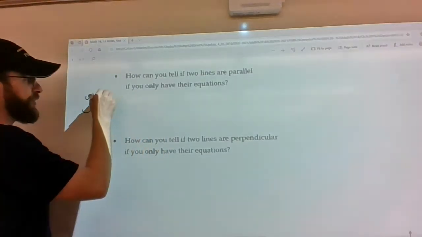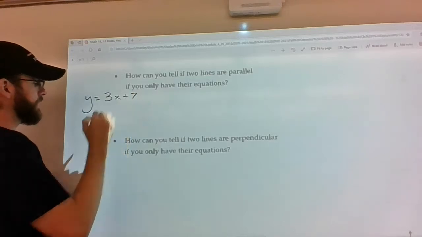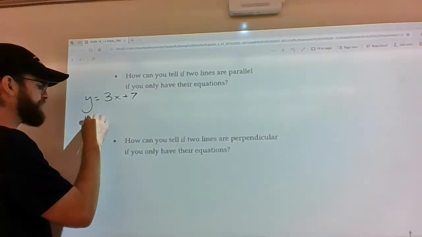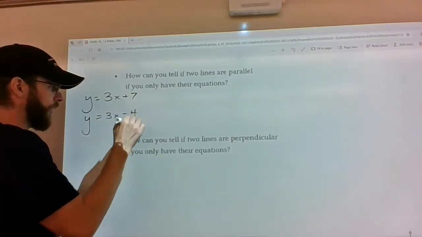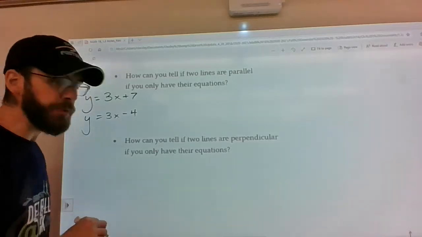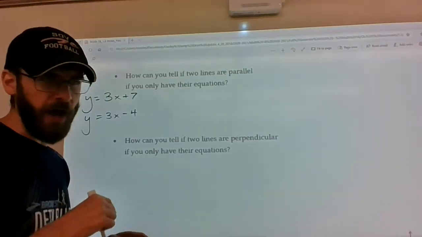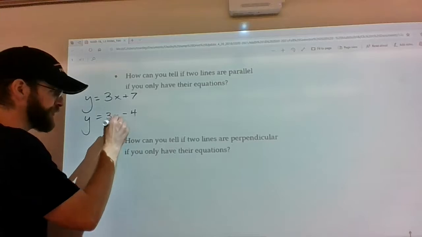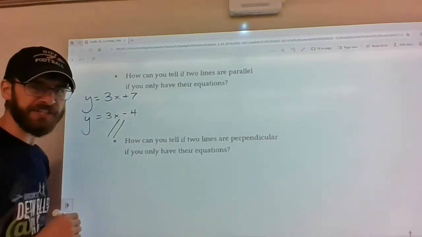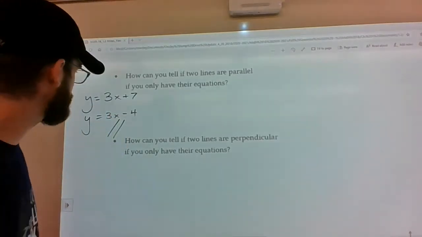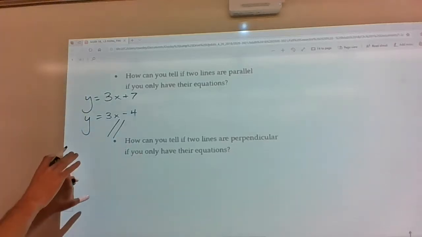So the linear equations y equals 3x plus 7 and y equals 3x minus 4. These two are parallel. And you would use this notation to describe parallel lines. You'd put sort of a double slash that kind of looks like parallel lines. All right, we got that.